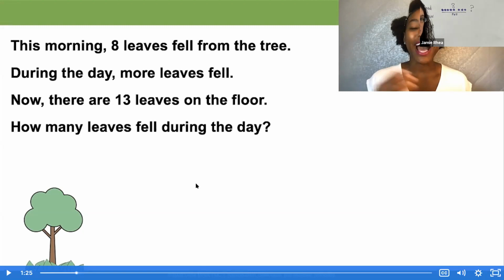If there are 13 leaves on the floor, am I going to draw 13 more or am I going to have that as my total? It's going to be my total. So I'm going to put 13 right here. 13 leaves. Okay, that tells me I need 13 altogether. So I have 8. How many more do I need to do?